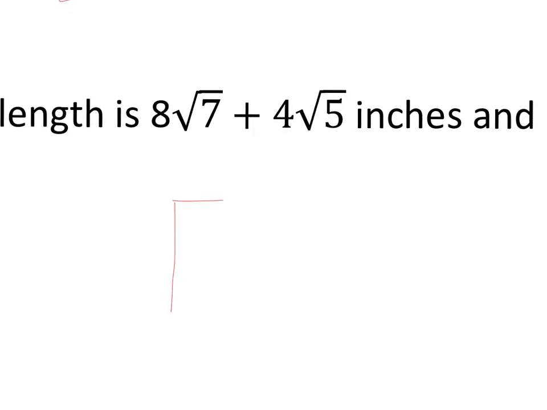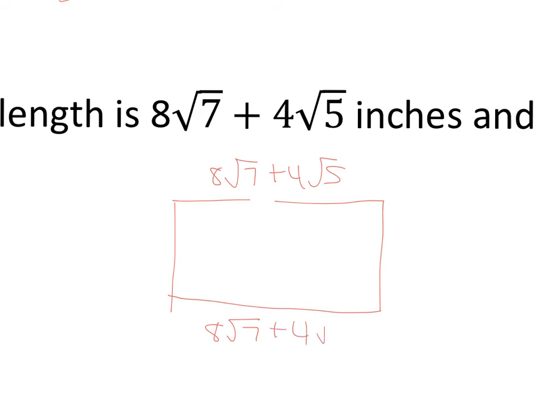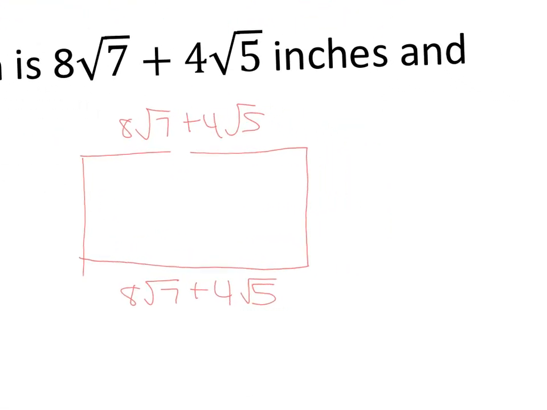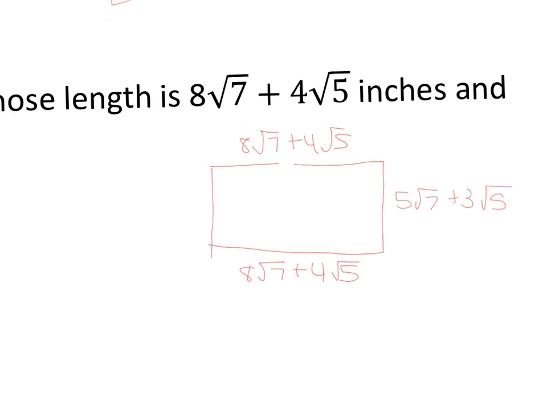So if I kind of draw this out real quick, my length is 8 root 7 plus 4 root 5, right? And then I'm going to have another 8 root 7 plus 4 root 5 down here. Okay, and then my width was 5 root 7 and 3 root 5. So 5 root 7 plus 3 root 5. And then I'm going to go ahead and put that in on the other side as well. So 5 root 7 plus 3 root 5. So just make sure that when it says perimeter, we're adding all 4 sides and not just 2 of them.